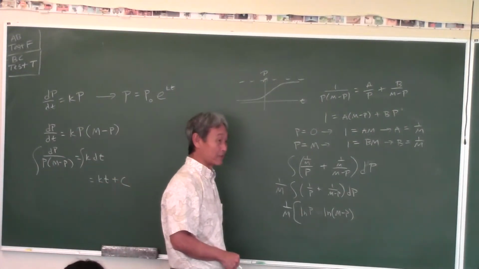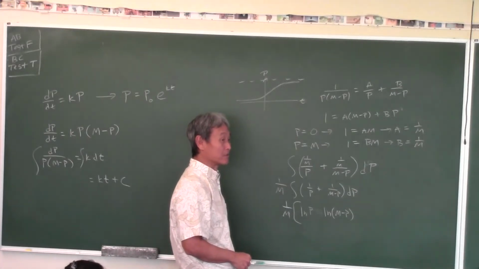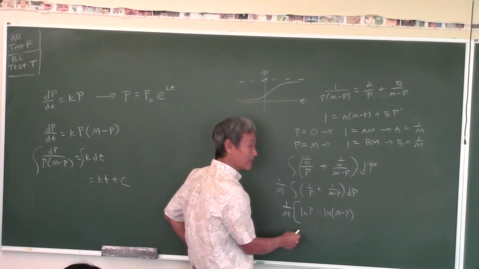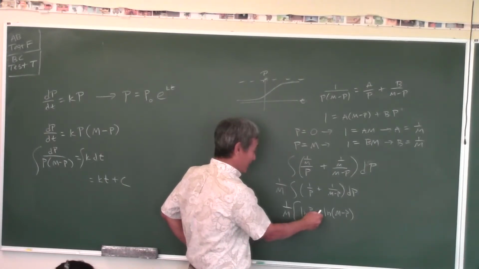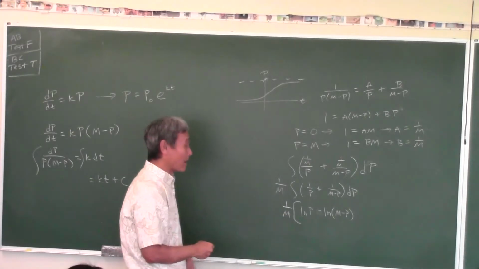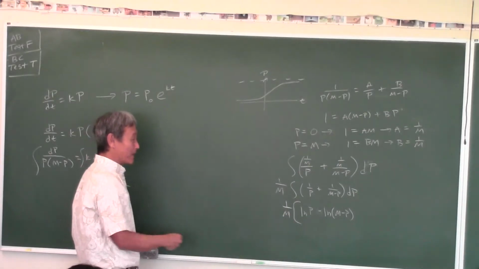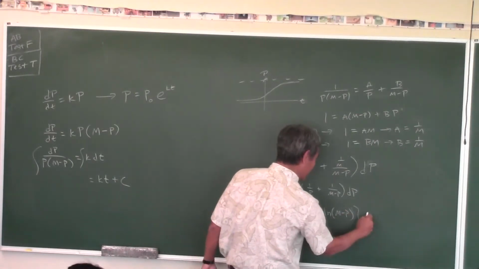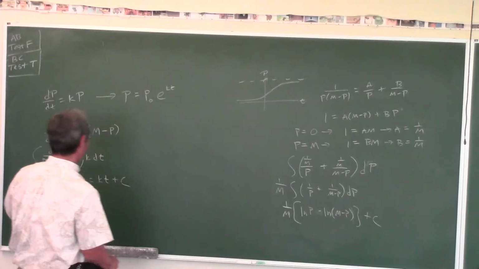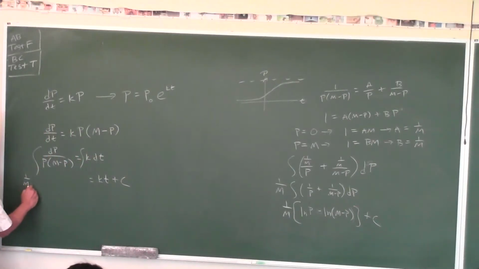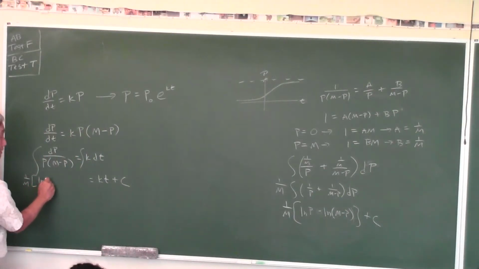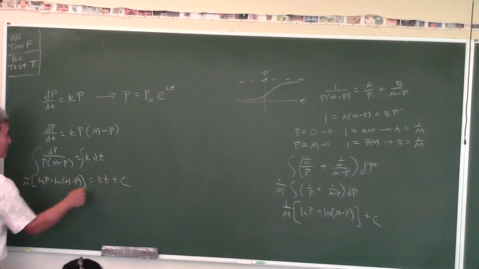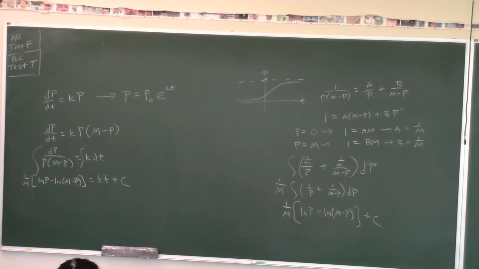So is that the antiderivative? No. You have to add. Why is that a minus? Because the derivative of the inside is negative 1. And then plus c, correct? Yep. So if we put that over here, you're going to get 1 over m times natural log p minus natural log m minus p plus c, but we mush the two c's together into that constant over there.